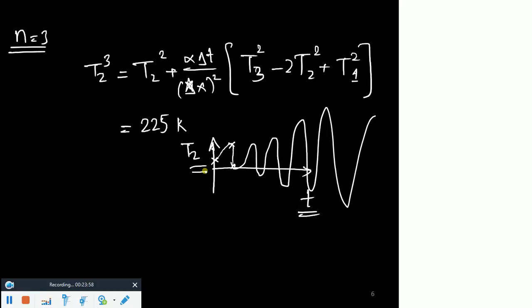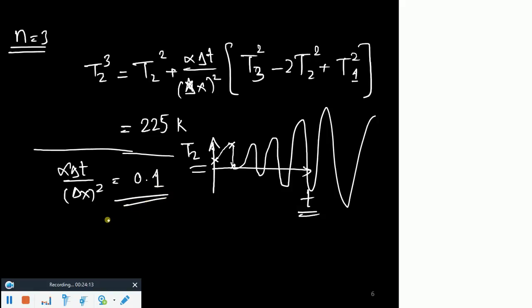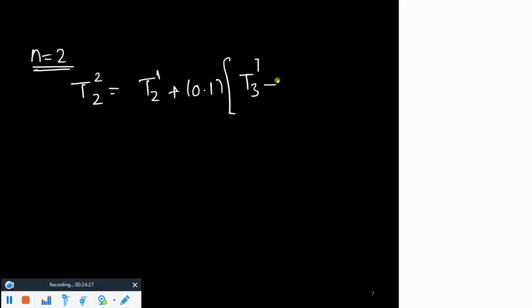Right? Now, let's change the values. Let's take that alpha delta T by del x square, irrespective of delta T and del x square, I am just giving you a value of, let's say, 0.1. Just take this value at 0.1 and find out all the unknown nodes at t equals 2. So the whole value is 0.1. This may be T3 comma 1 minus 2T2 comma 1 plus T1 comma 1. Okay. Now we are basically keeping all the parameters within the stability bounds.